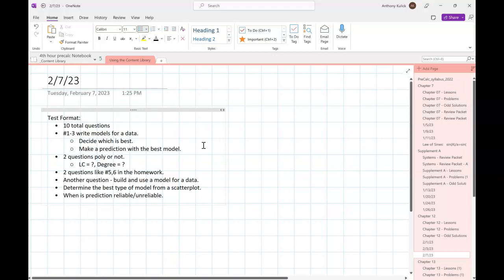So just like some of these later homework set problems, I have 2 questions about whether something's a polynomial or not, and if it is a polynomial, to give the leading coefficient and the degree.